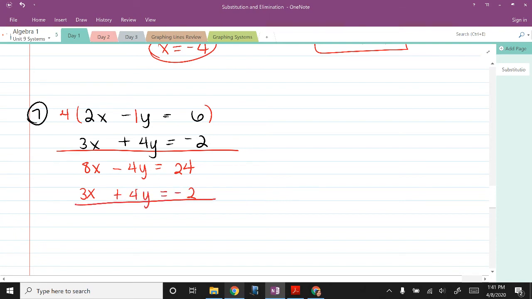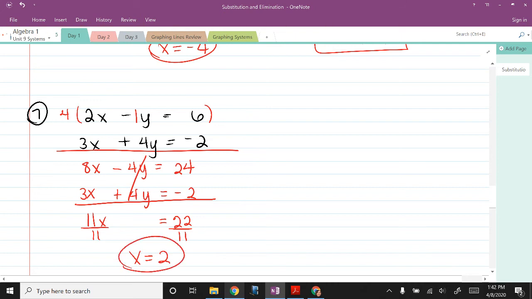Okay. Draw my line. Now my y's are -4y plus 4y. That makes 0y. So cancel out your y's. And then you combine your x's and your constants. So 8x plus 3x is 11x. Skip over here equals 24 minus 2 is 22. Divide by 11, and x equals 2.